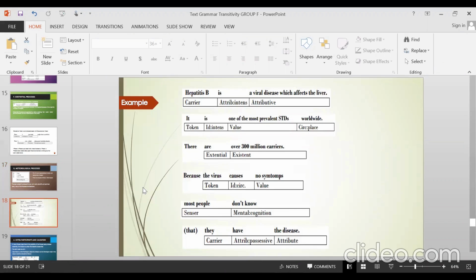So this is the example. You can see the example in here. Hepatitis B is a viral disease which affects the liver. It is one of the most prevalent STDs worldwide. There are over 300 million carriers. Because the virus causes no symptoms, most people don't know that they have the disease. Okay, next.